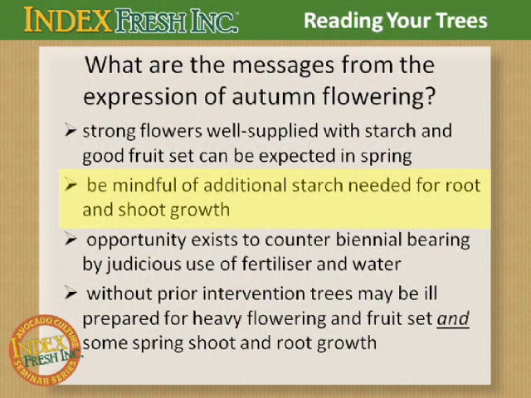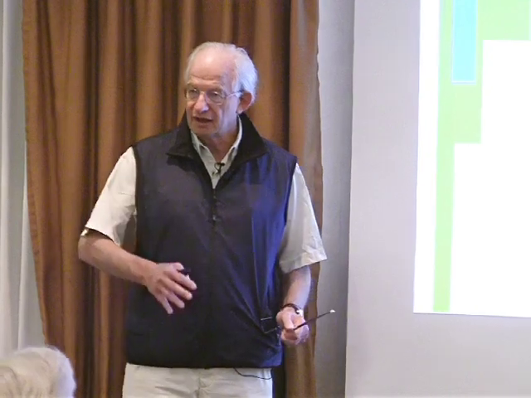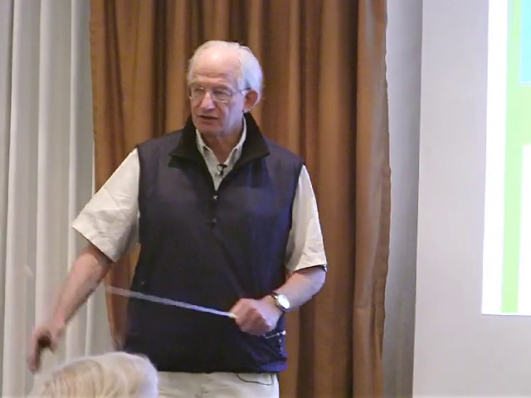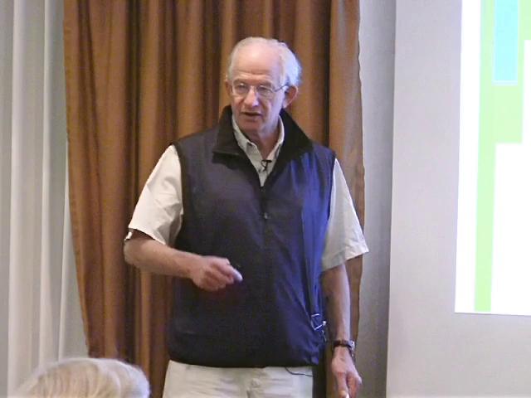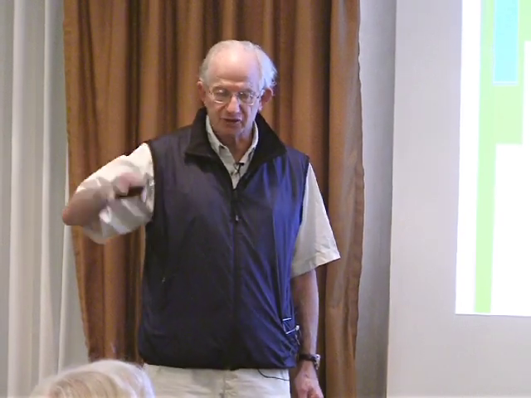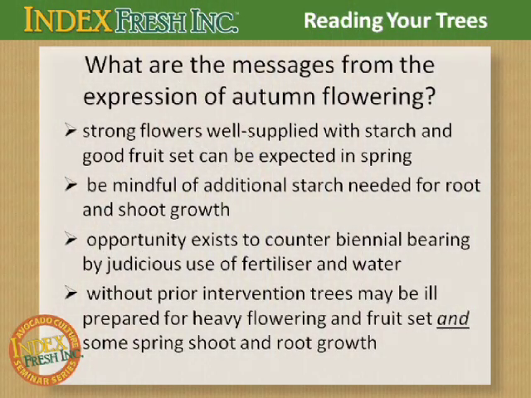Be mindful that additional starch will also be needed not only for the flowers and the fruit set, but also for root and shoot growth. And so an opportunity exists, if you manage your trees well, to counter biennial bearing by judicious use of fertilizer and water. You've got your trees in a very good metabolic state. So manage them well, and maybe we can carry that over into this next season, and instead of going from a high yield to a low yield, we can flatten it out a little bit.